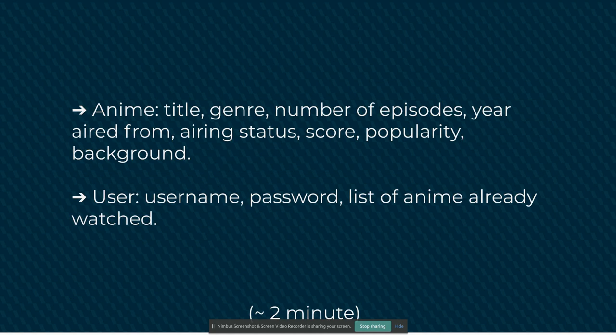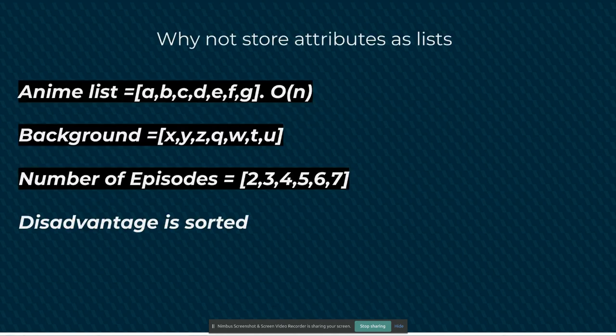So this is basically how the data that we're storing looks like. The first one is the anime data, which basically has the anime title, the type of anime, the number of episodes, such constraints. These are not all the attributes, but they are a lot. These are just an example. And then for the user, we saw the username, the password, and a list of anime that the user has already watched.